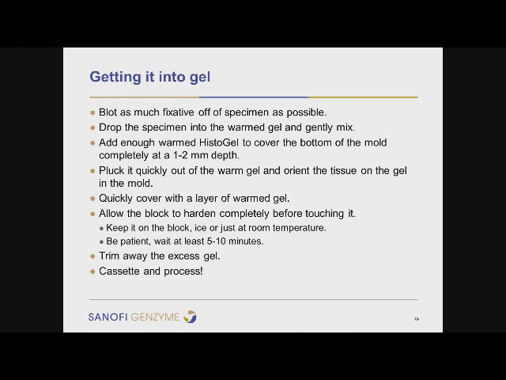And then I'd quickly pluck out my heart and aorta from that warm histogel and orient it on the gel in the mold. And then I'm going to cover it with a layer of warm gel. I'm going to make sure that there are no bubbles in there. And then I'm going to allow that block to harden completely before trying to touch it. So again, keeping the block on ice or at room temperature, either way, be patient and wait the 5 to 10 minutes. Then I'm going to trim away the excess gel, cassette, and process it.